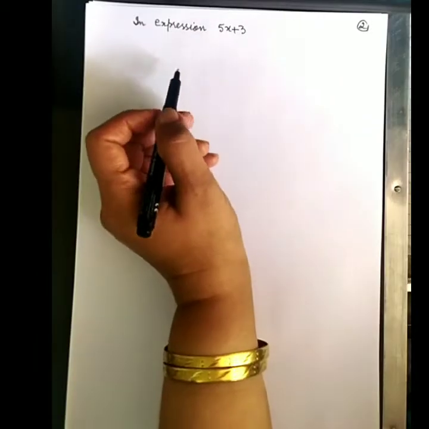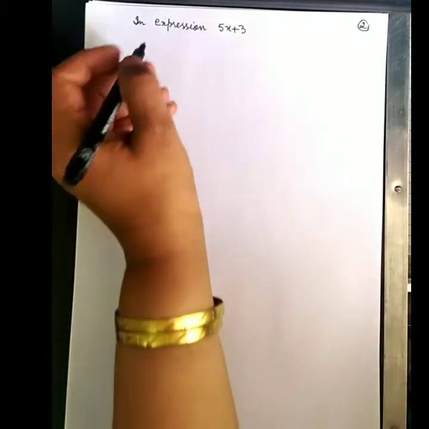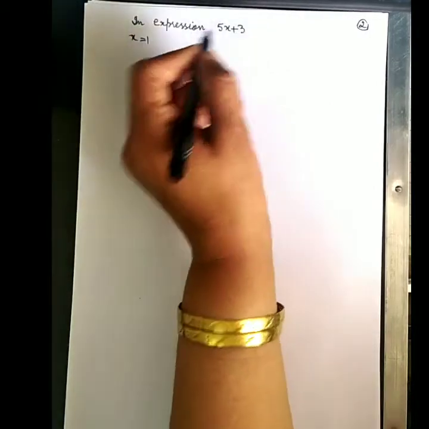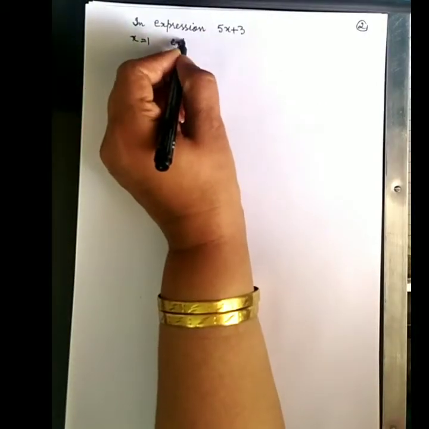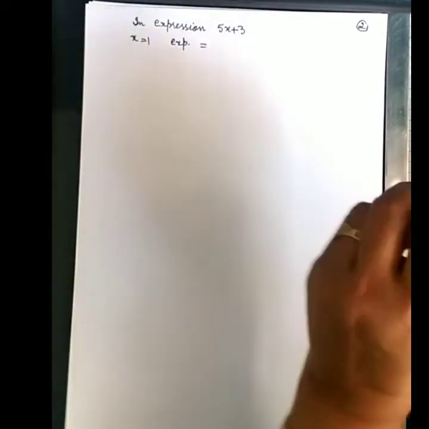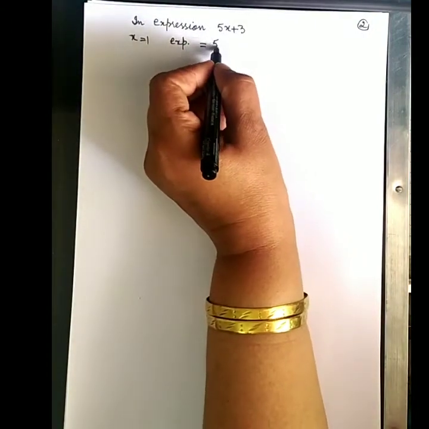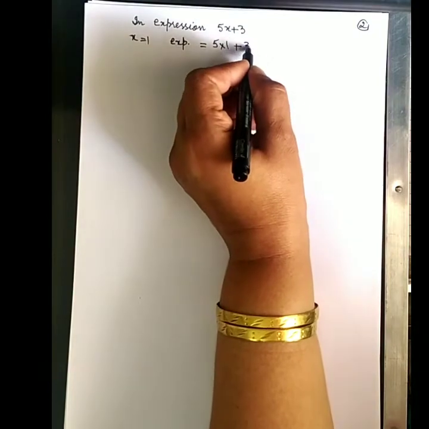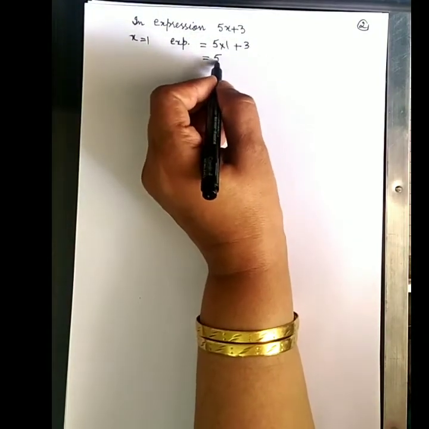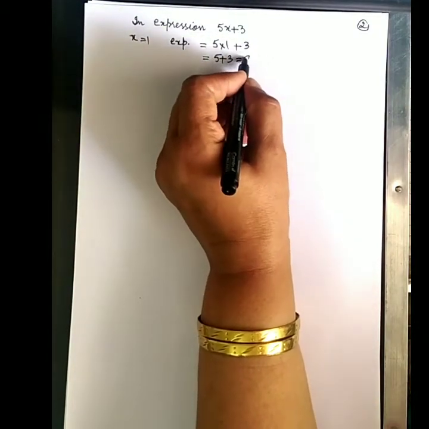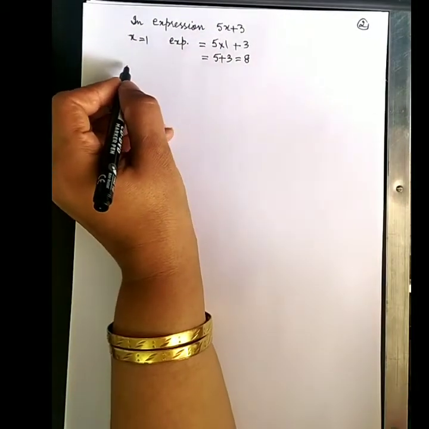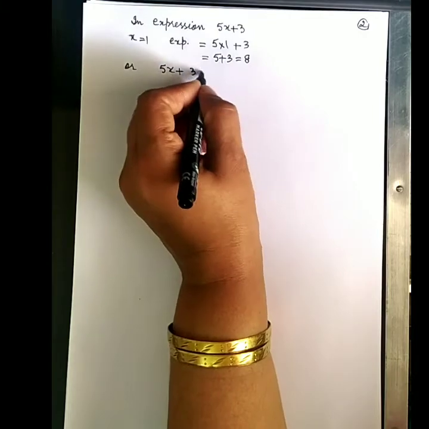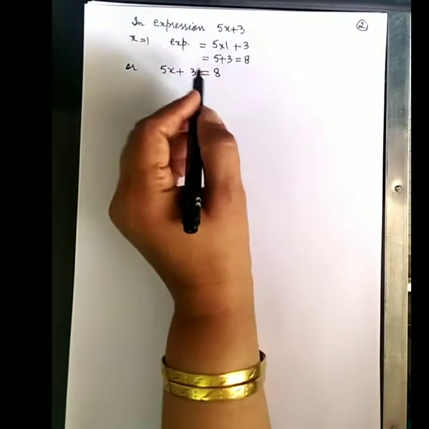Now in this expression 5x plus 3, suppose x is equal to 1. So what is the value of the expression? Expression will be 5 multiplied by 1, put x as 1, plus 3. So it will be 5 plus 3, that is 8. Or we can write 5x plus 3 is equal to 8.